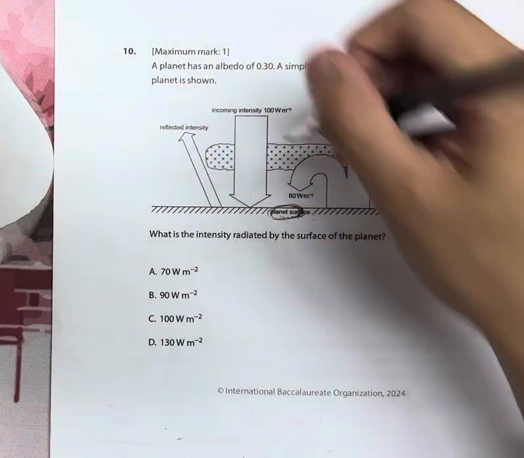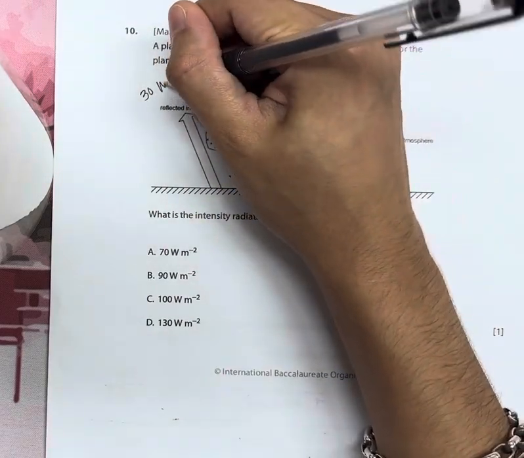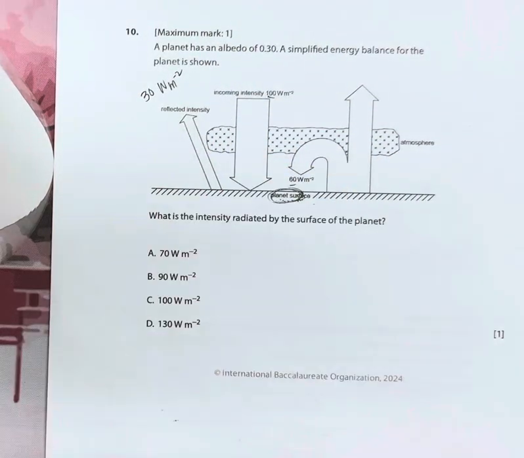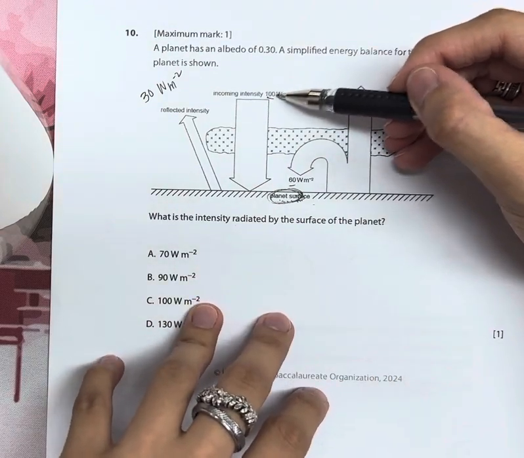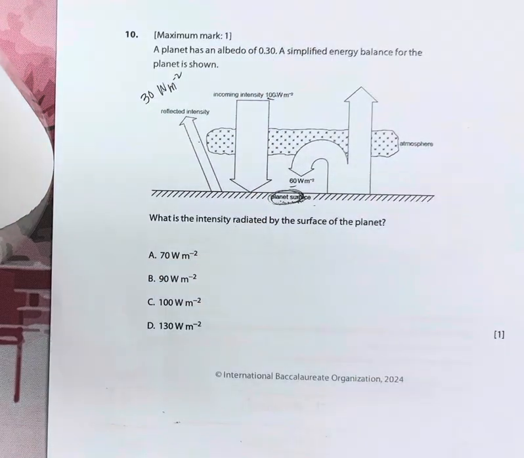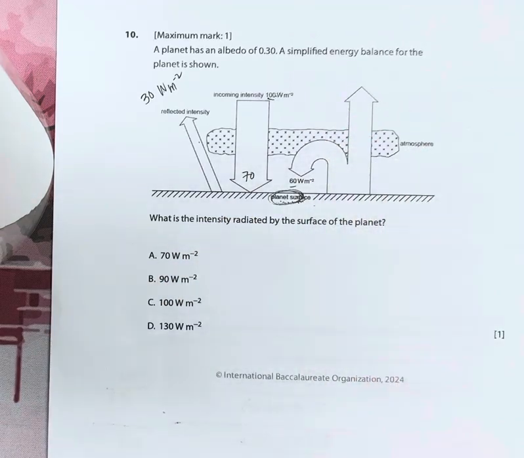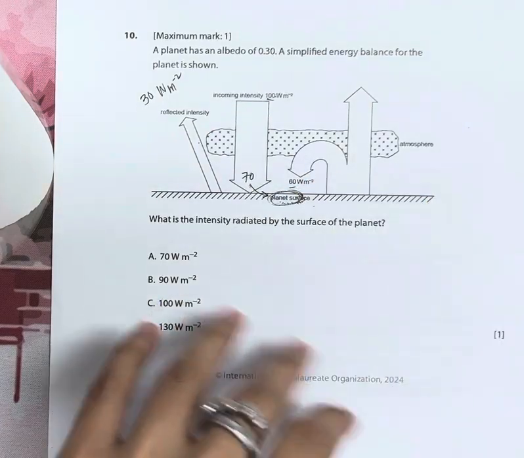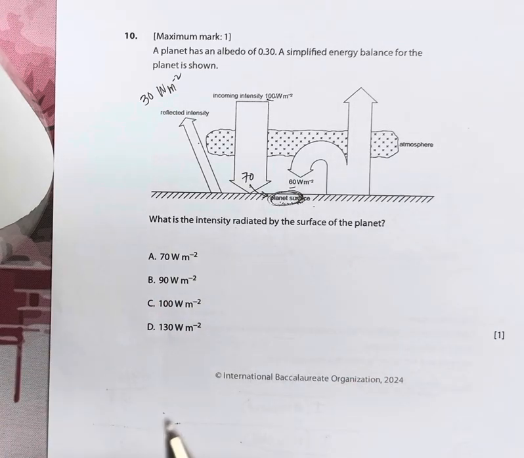So in this area here, notice the units. I could say that 30 watts per square meter gets reflected at this particular region. However, note as well that there is an incoming intensity of 100 here. If 30 got reflected but 100 came in, then in this region there should be 100 minus 30, which is 70 watts per square meter, which goes to the surface of the planet.